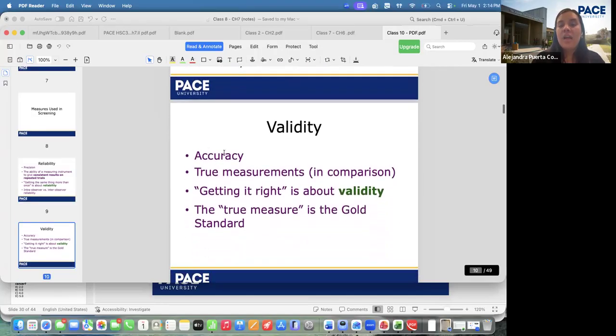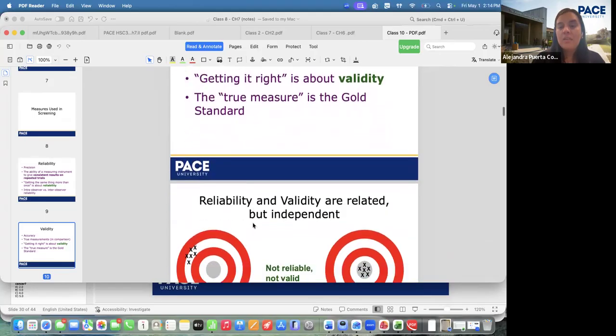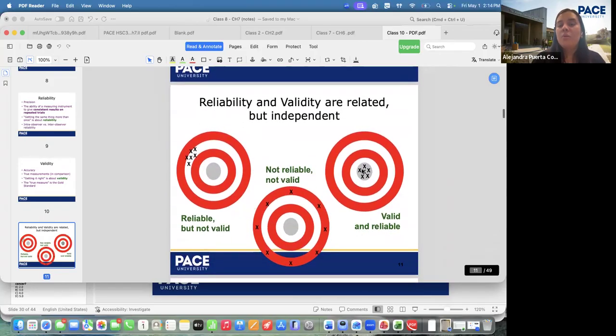Validity is about accuracy. So the true measurements. This one is about getting it right. The true measurement is the gold standard, right? So I want something that is both valid and reliable. Valid because it's accurate, right? It's where it needs to be, and reliable because every time I do the testing, I get it on the right spot. What would be this? Reliable, which is precise, but I'm not getting it right. It's not accurate, right? And this one, not reliable nor valid. It's all over the place and never right.